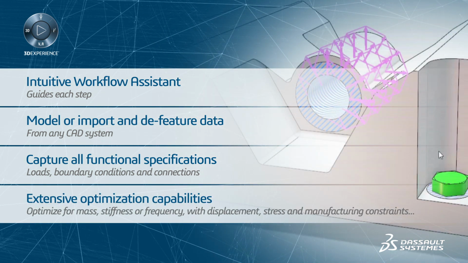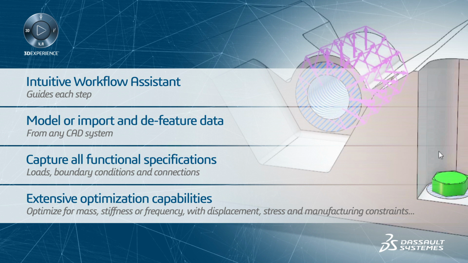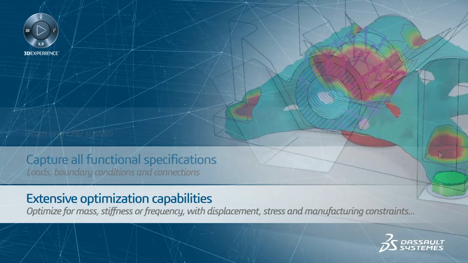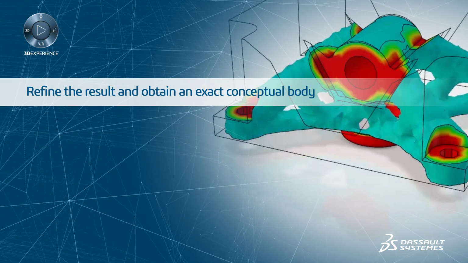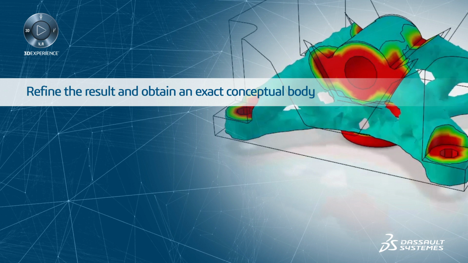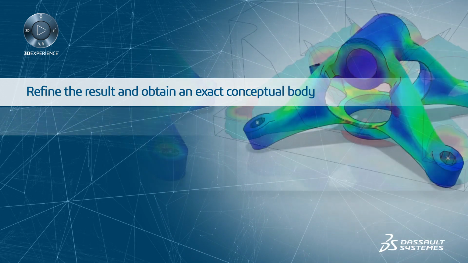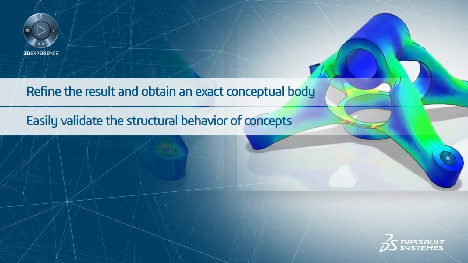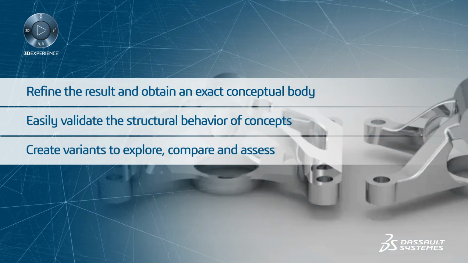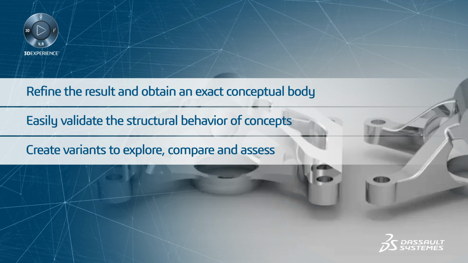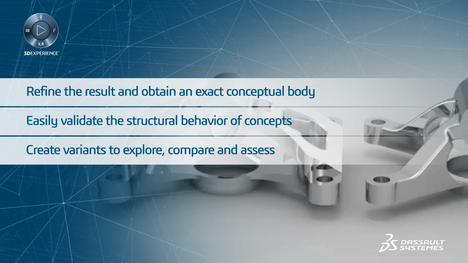There's an extensive optimization setup capabilities for frequency, displacement, stress, and manufacturing constraints. Density map display can be adjusted to refine the result and obtain an exact conceptual body. You can easily validate the structural behavior of concepts. Create variants to explore, compare, and assess different configurations against KPIs and select the best concept.